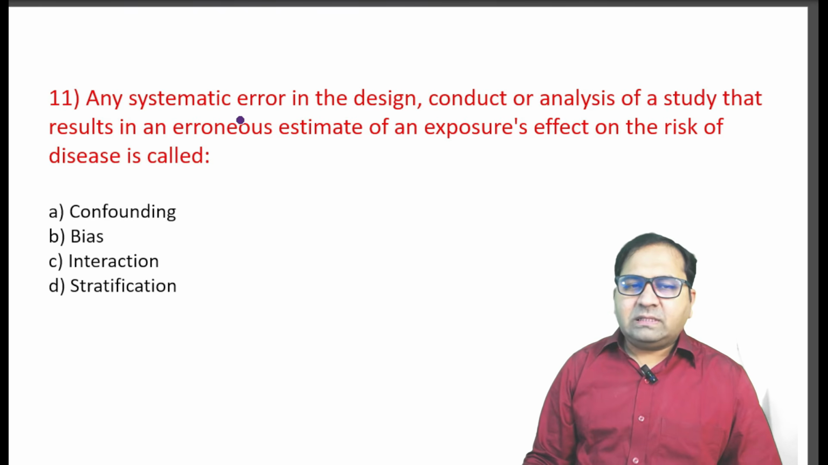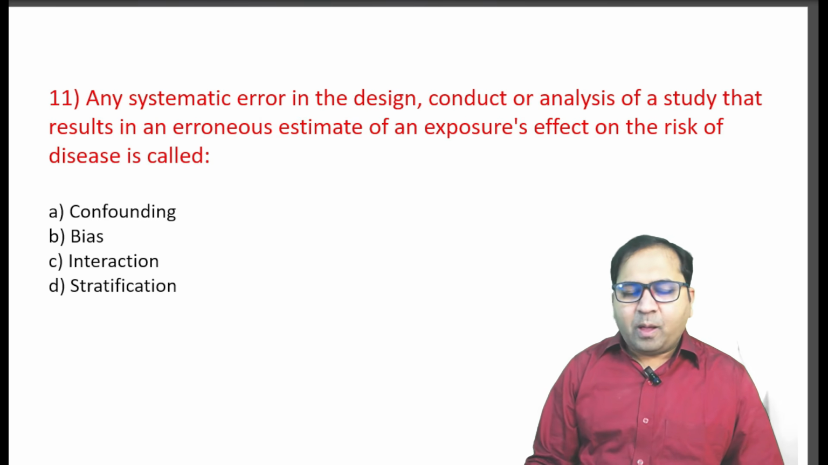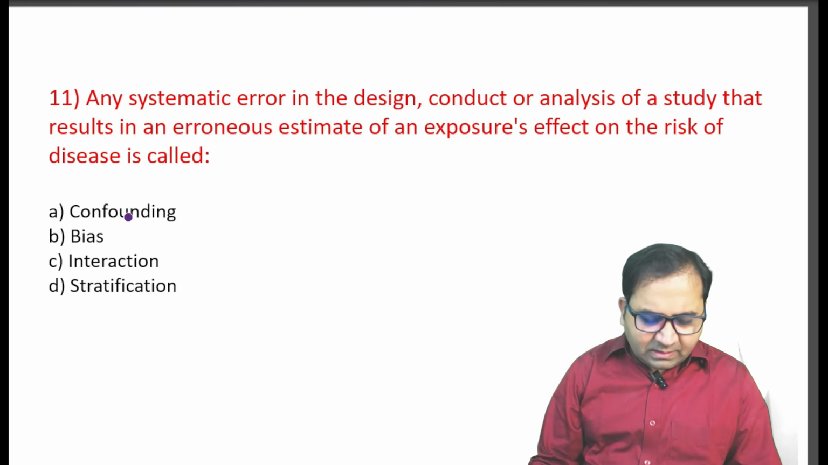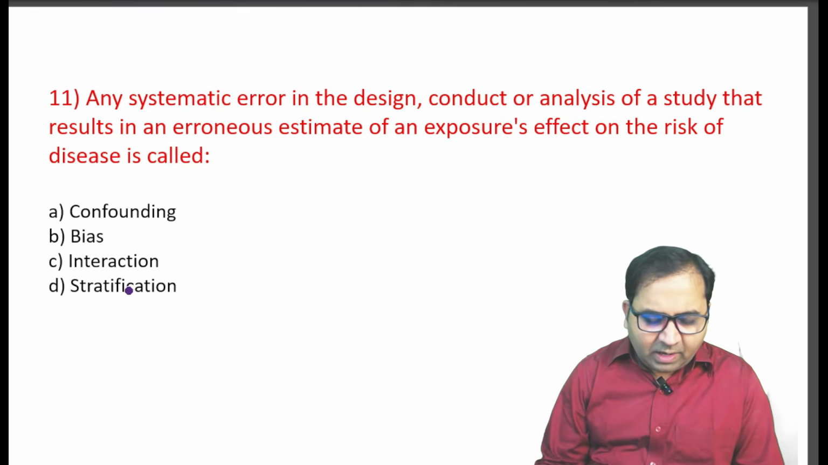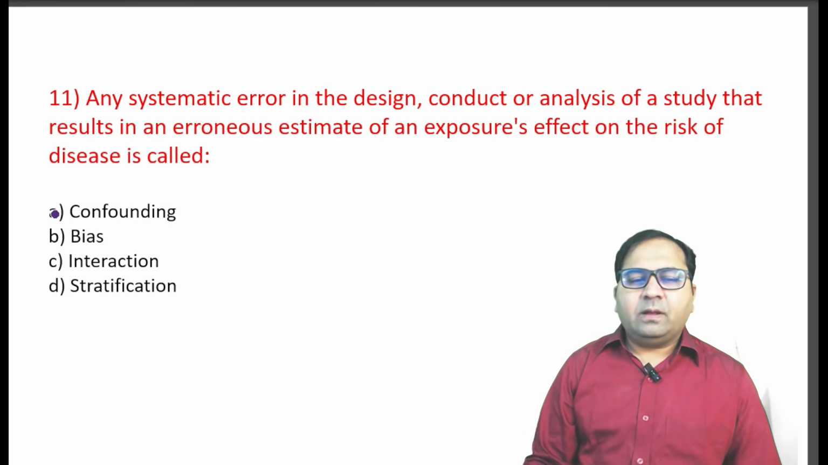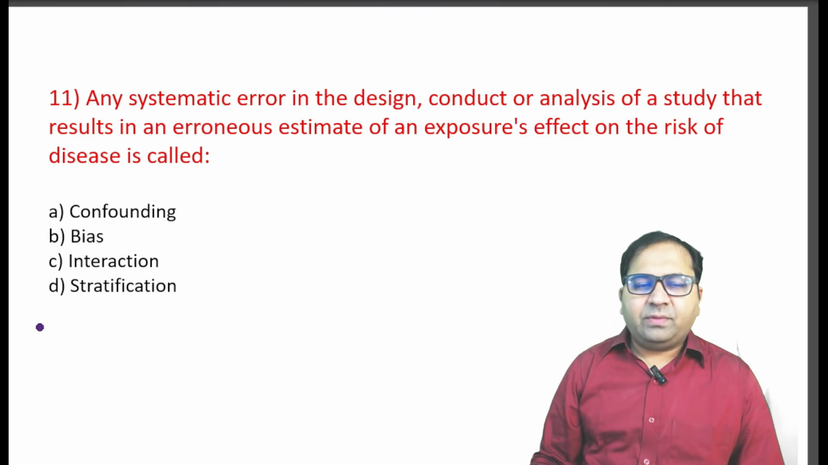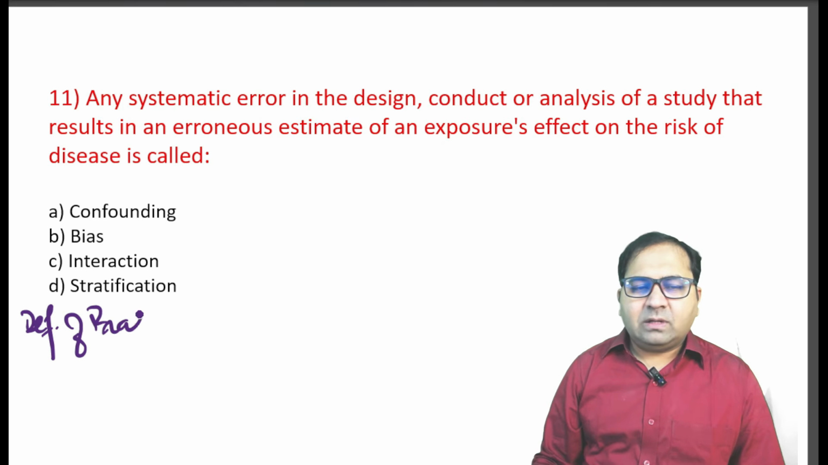Next, any systematic error in the design, conduct or analysis of a study that results in an erroneous estimate of an exposure's effect on the risk of a disease is called as what? The options they gave are A, confounding, B, bias, C, interaction, or D, stratification. Now, this is actually a definition of bias. And so the answer for this question is basically bias.